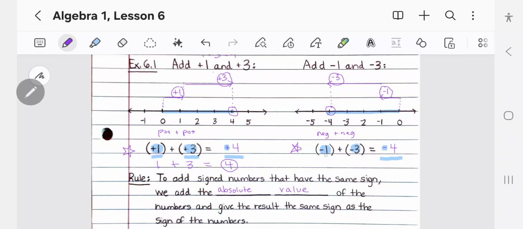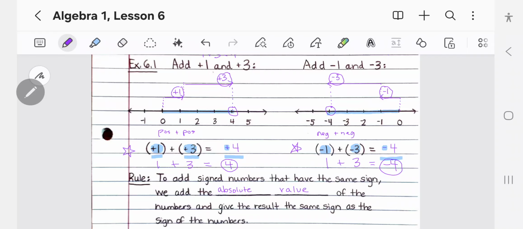Let's try that over here. What's the absolute value of negative 1? How far is it from 0? It's 1. How far is negative 3 from 0? So what's its absolute value? 3. We get 4 also, but since these were both negative, that's what we assign to the final answer. That's what this rule means.